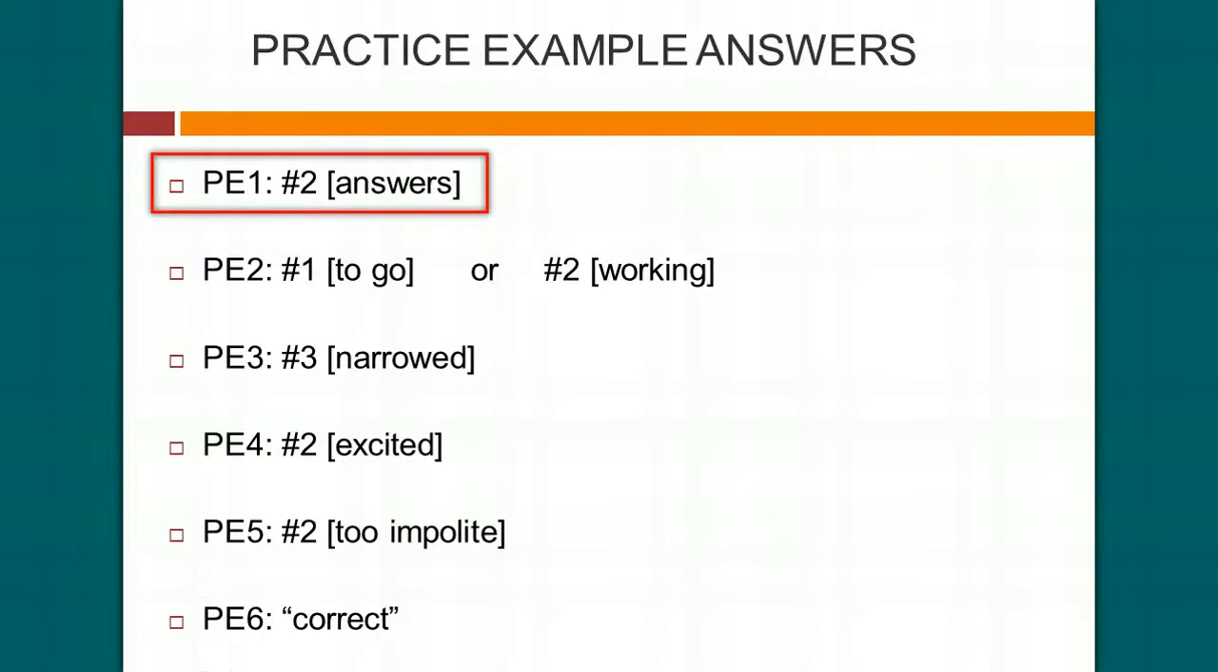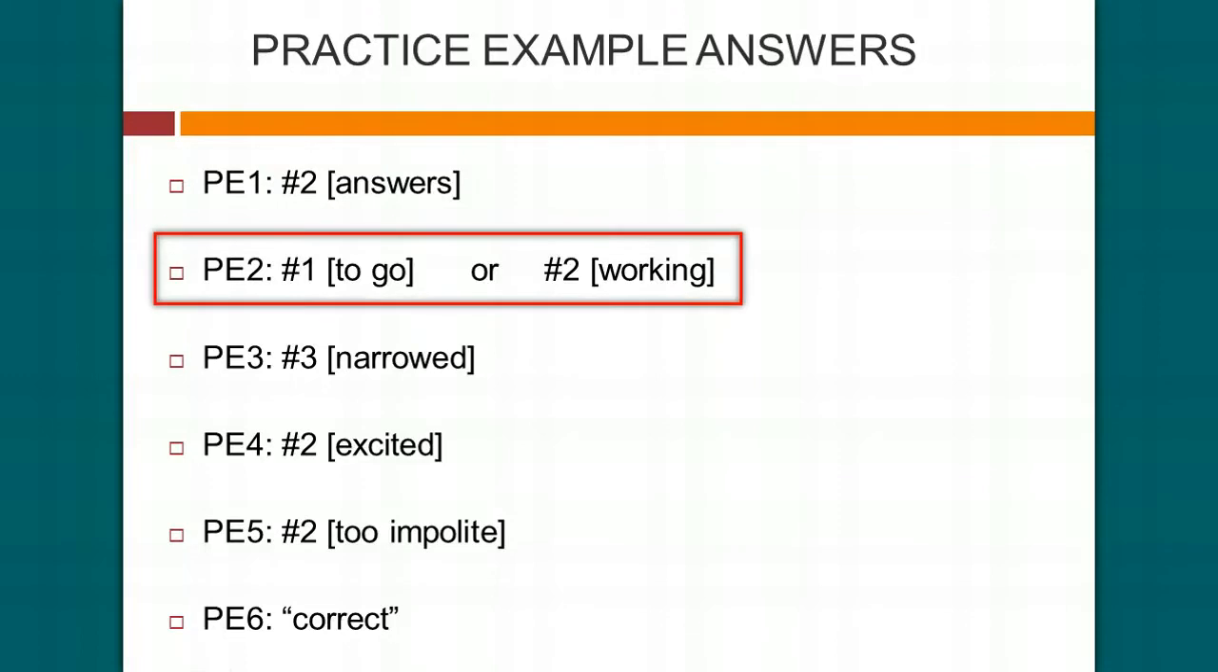For practice example number 1, you should have the number 2 written in the first column and rewrite that incorrect part as answers. For number 2, you could have revised either element. You could have written number 1 in the first column and changed that incorrect part to go, or you could have written number 2 in the first column and changed that incorrect part to working.